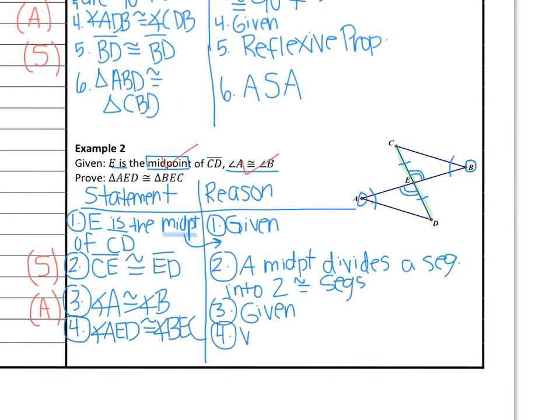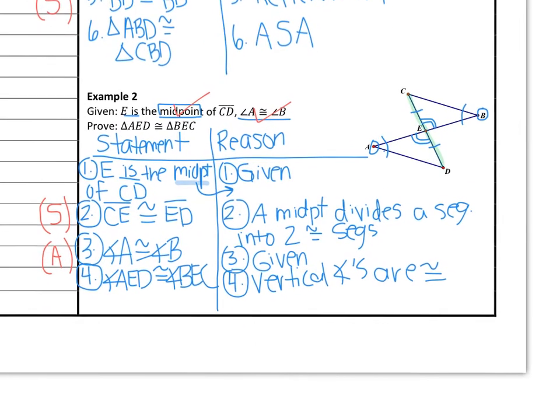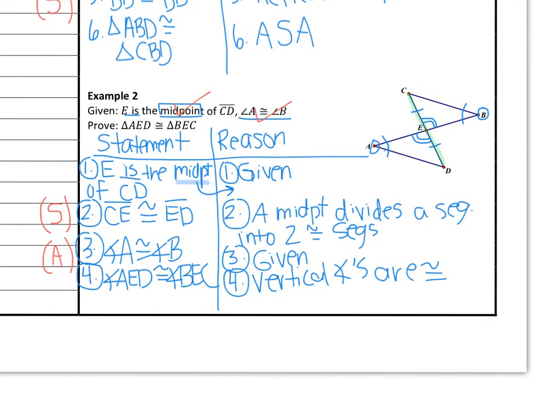So step 4, we got to say vertical angles. We can't just say vertical angles. We got to say vertical angles are what? They are congruent. Okay. And then off to the side, I'm going to go ahead and put that I have another pair of angles that are congruent. So I'm going to put an A over here.